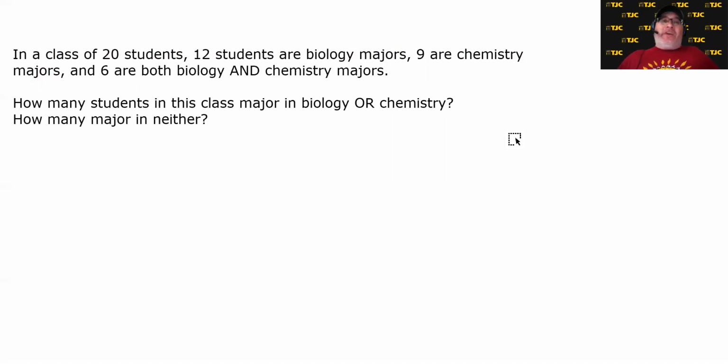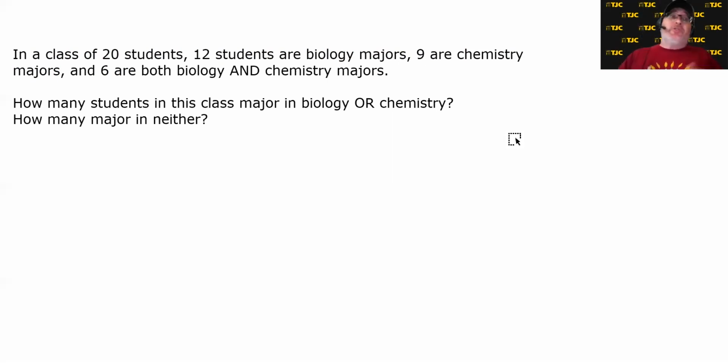Well, imagine you're a teacher of a classroom, you teach some science class, and there are 20 students in the class, and you say, all right, raise your hand if you're a biology major. 12 students raise their hand. All right, hands down. Now raise your hand if you're a chemistry major. 9 students raise their hand. 12 plus 9 is 21. How could that possibly be? Because some students raise their hands each time.